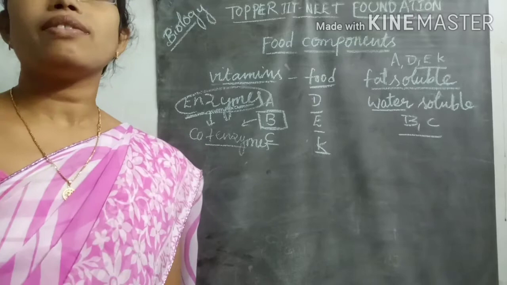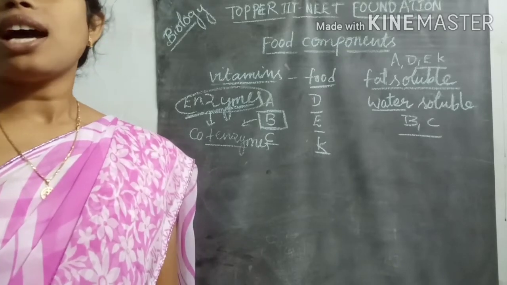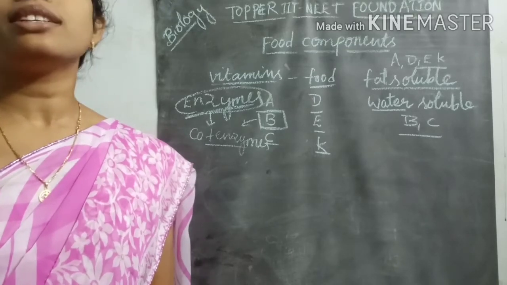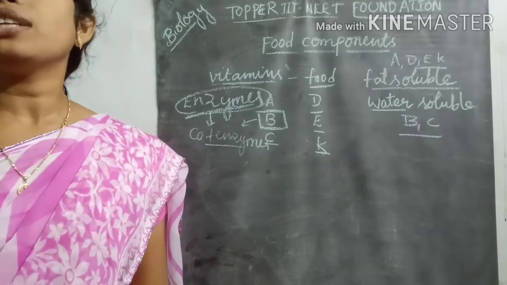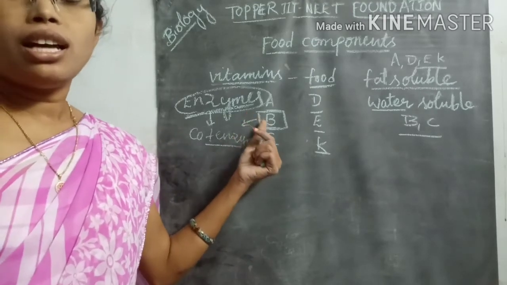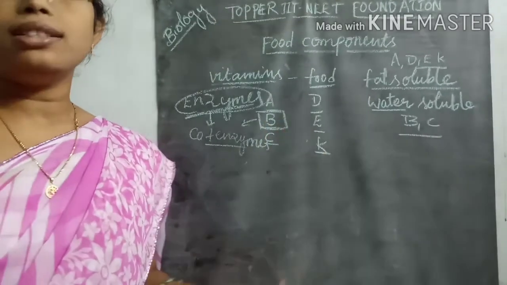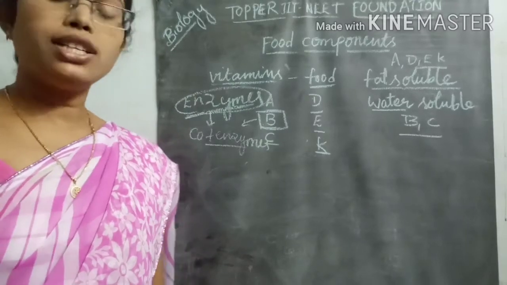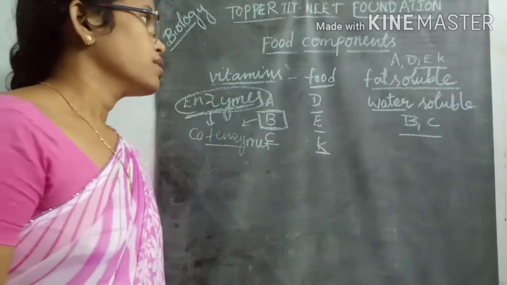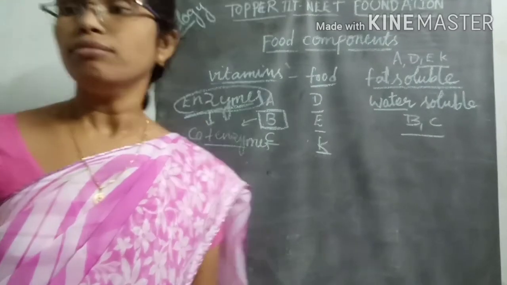These pulses, all of these are very important sources of different vitamins, means vitamins can be supplied by taking these varieties of food materials into our body. So this is about vitamins.